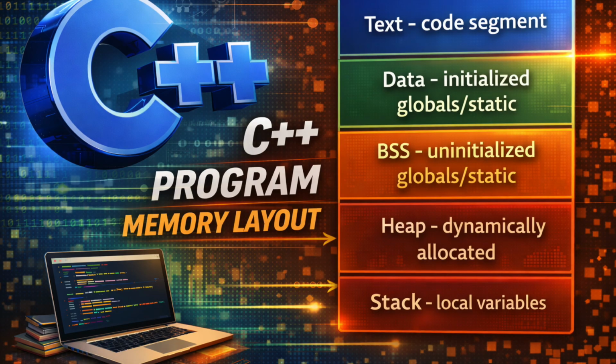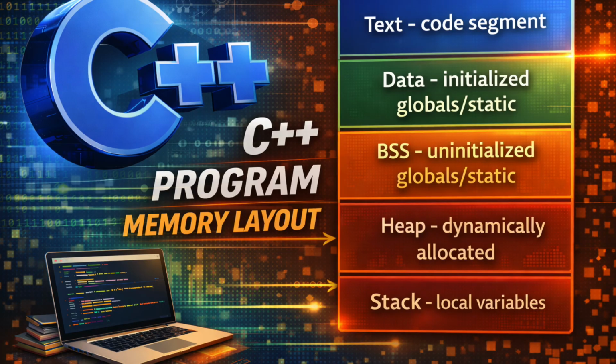So to clarify, both data and BSS store persistent global data. But the data segment is for the prepackaged information that adds to file size, and BSS is for the empty containers that only need space in RAM at runtime. That's a fantastic clarification.